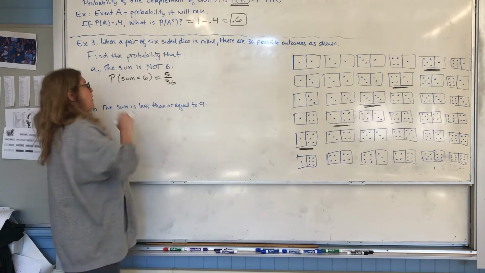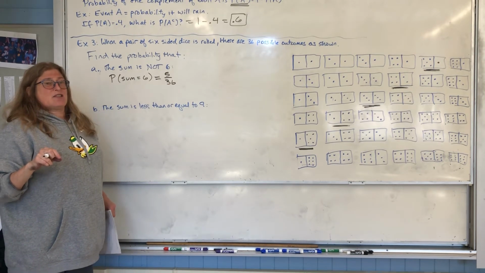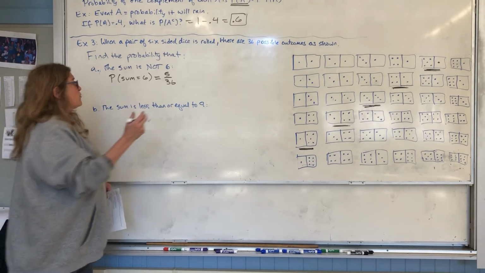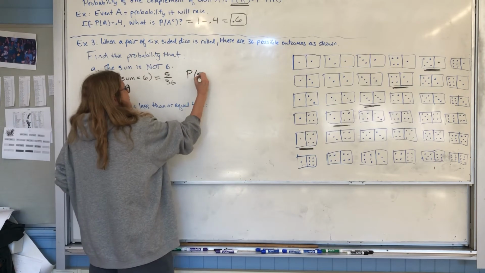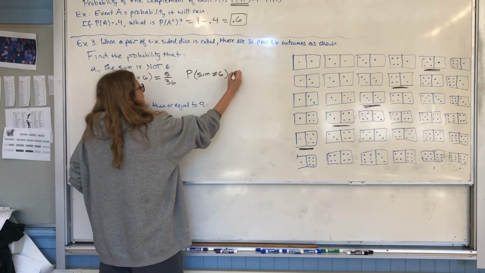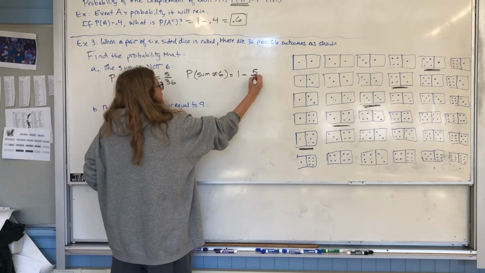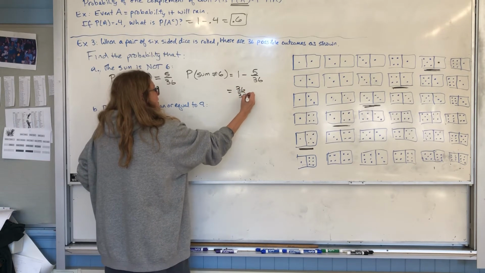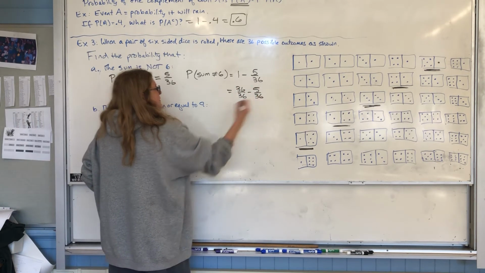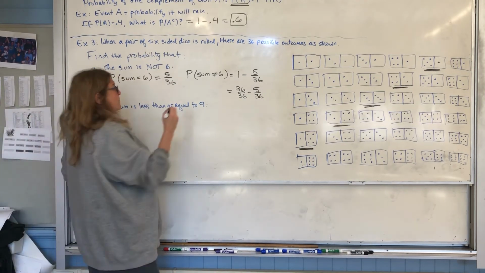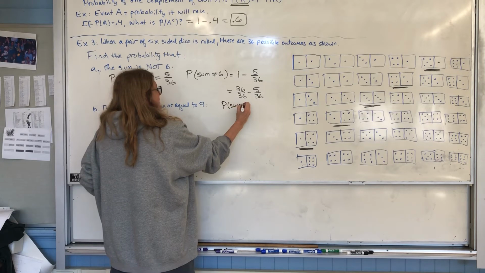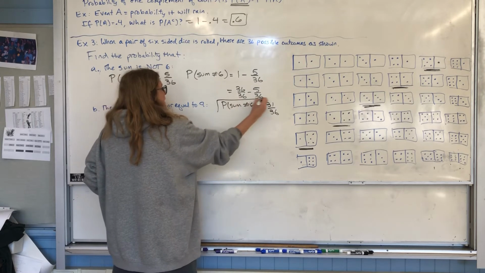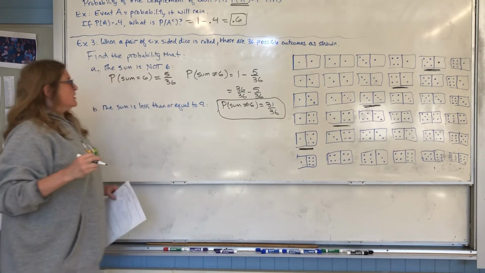Now, they didn't ask us the probability of finding the sum equals 6. They asked us the probability of finding the sum is not 6. But I don't want to have to underline all the other ones. So what I can do is find the probability the sum is not 6 by just doing 1 minus 5 over 36, which would be 36 over 36 minus 5 over 36. So the probability that the sum is not 6 is equal to 31 over 36. So the complement can actually be useful to us sometimes.